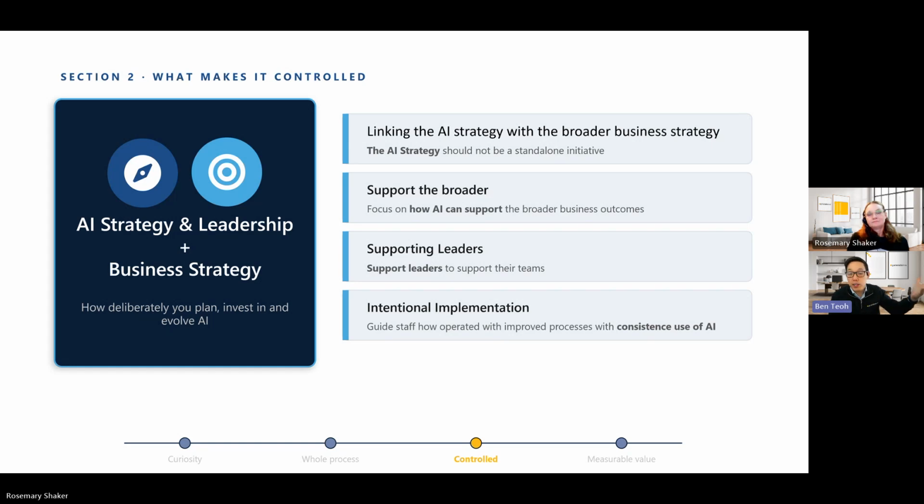So trying to connect what leaders see at that high level with what's happening on the ground is really important too, and trying to join the dots there, so that you're using AI intentionally, as it mentions on the slide here. Yeah, fantastic.